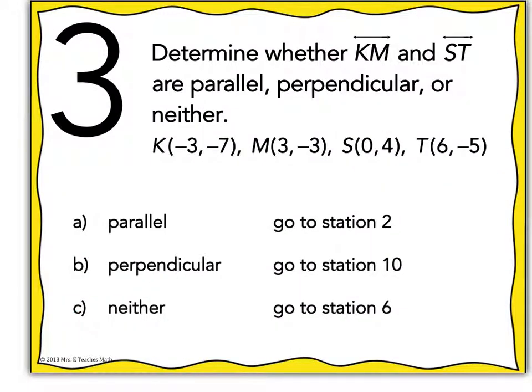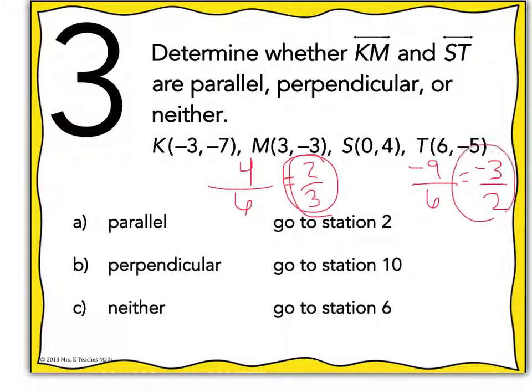Okay, 3. Determine whether KM and ST are parallel, perpendicular, or neither. So I need their slopes. From -7 to -3, that goes up 4. And from -3 to 3, that goes up 6. So that is a slope of 2/3. Up 4, up 6, yep. And then ST, from 4 to -5, that would go down 9. From 0 to 6, that goes up 6. So -3/2. So they are these 2 slopes. My final simplified slopes are opposite reciprocals. So that means they are going to be perpendicular.